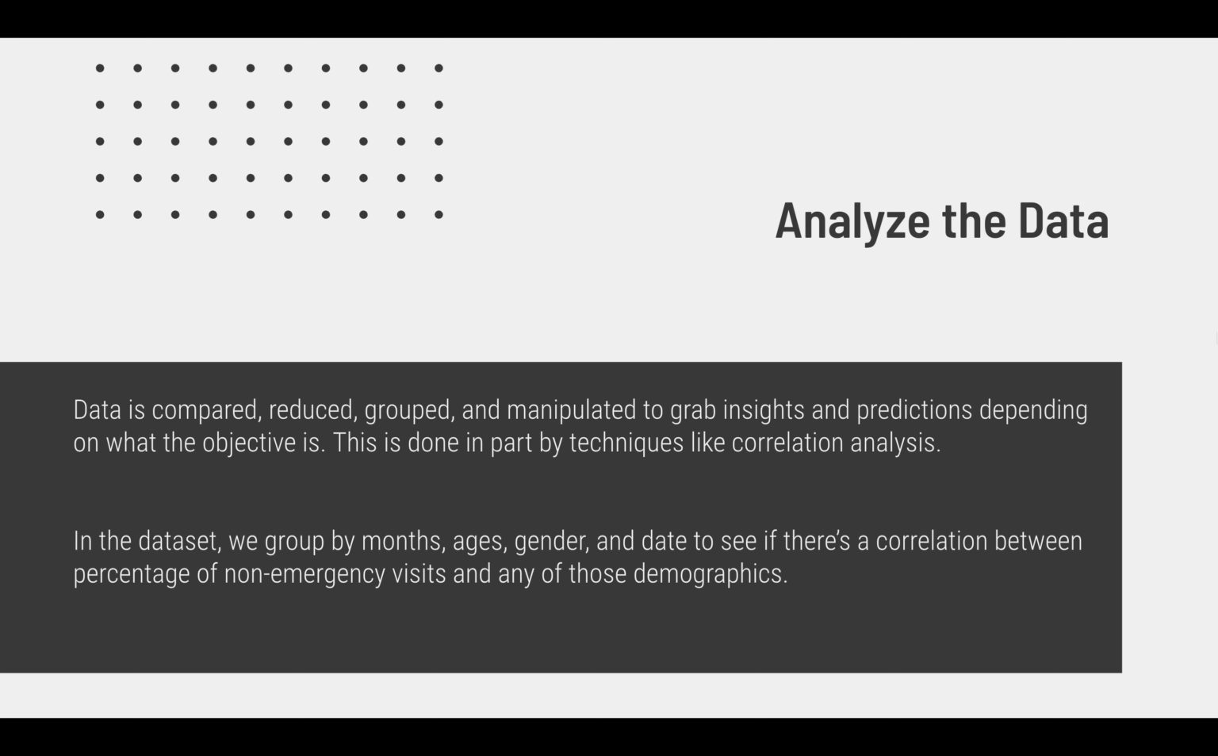Now, analyze the data. Data is compared, reduced, grouped, and manipulated to grab insights and predictions depending on what the objective is. This is done in part by techniques like correlation analysis. In the dataset, we group by months, ages, gender, and date to see if there's a correlation between percentage of non-emergency visits and any of those demographics.